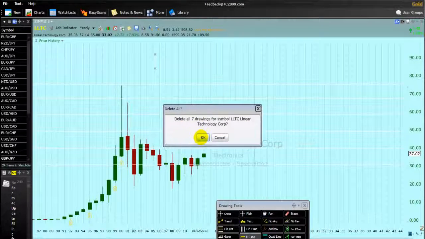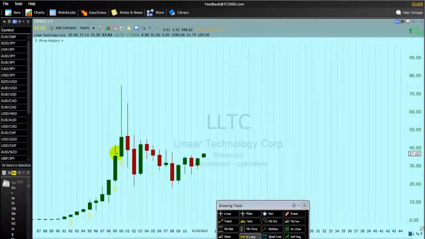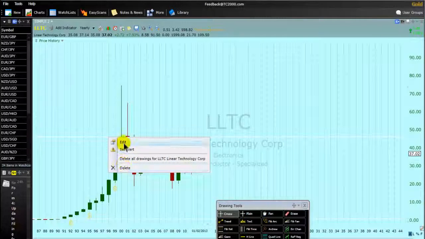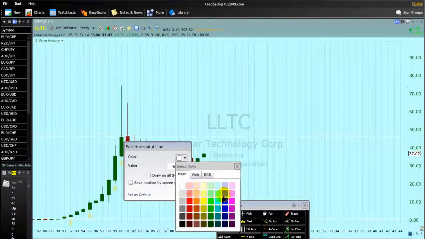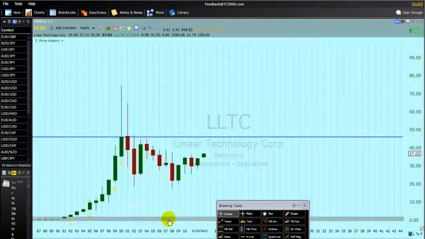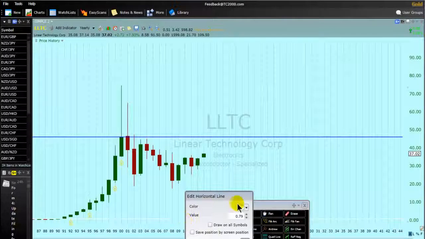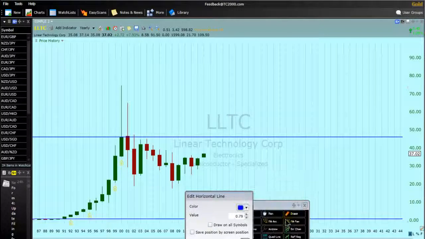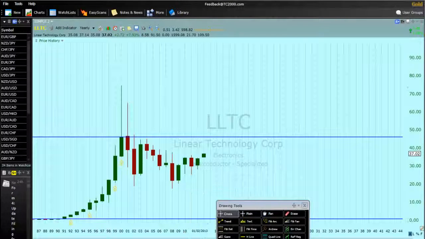I want to delete all my lines on the yearly chart, and I will draw a line. You see the range? You see the range? The range of the first wave on the yearly chart. If you think this is a complicated matter, it is not. Step by step, you will understand.